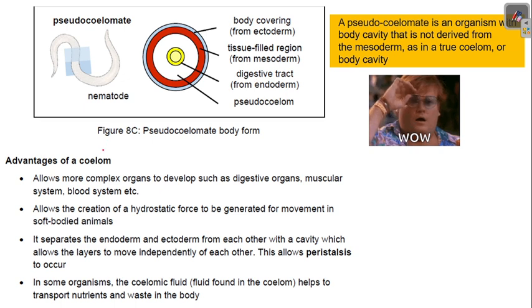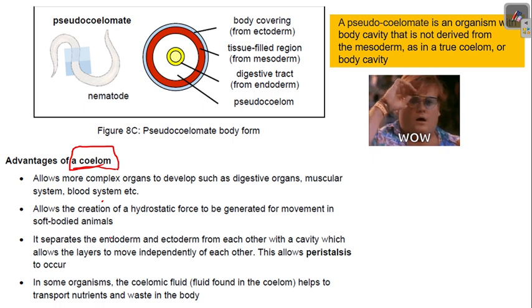Good. And then what are the advantages of having a coelom? Because the main thing that we're looking at here is having a coelom, the space inside the body allows for more complex organs to develop, such as the digestive organs, muscular system and blood system. Yeah? That's the first one. Then secondly, it allows for the creation of hydrostatic force to be generated for movement of soft-bodied organisms.